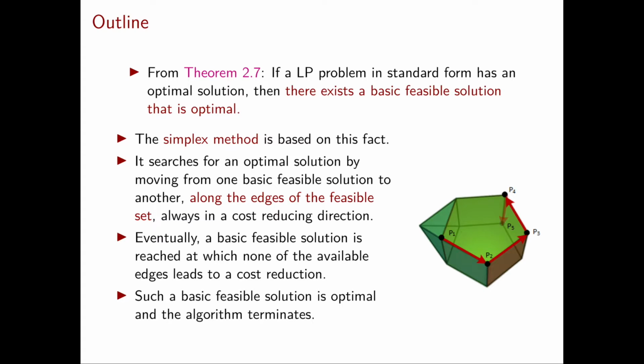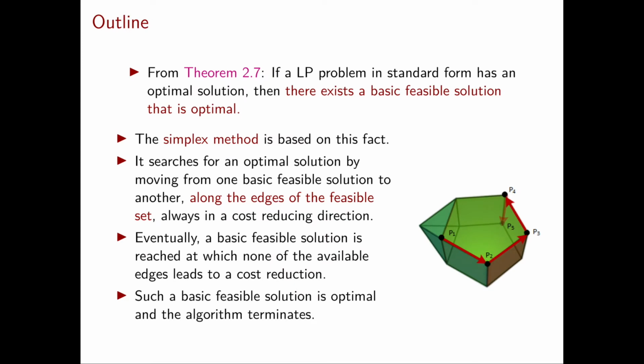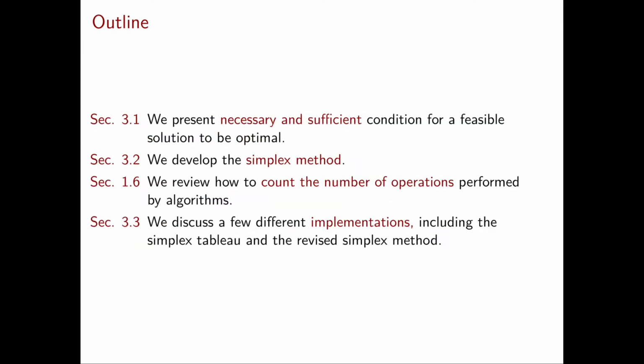In fact, it searches for an optimal solution only among the basic feasible solutions of the polyhedron. The main idea of the simplex method is to move from a basic feasible solution to the next along the edges of the feasible set, in such a way that the next basic feasible solution always has cost smaller than the previous one. This is our to-do list for this first part of chapter 3.